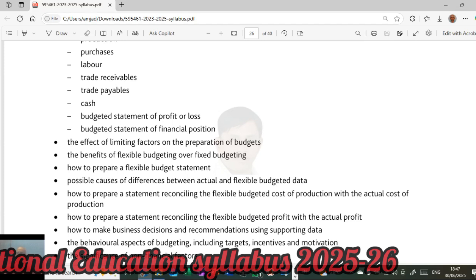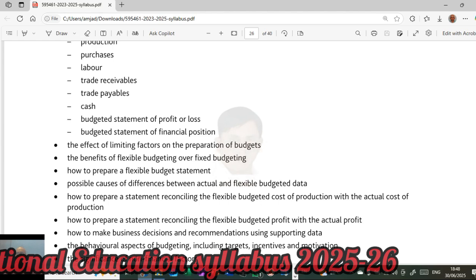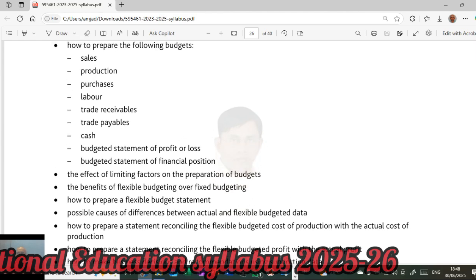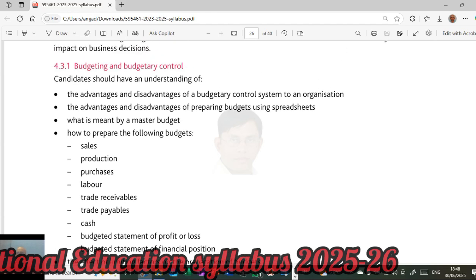how to make a statement reconciling flexible budget profit to actual profit, how to make business decisions and recommendations using supporting data, the behavioral aspects of budgeting, including targets, incentives, and motivation, and the significance of non-financial factors in budgeting. So it's a very important, interesting, and challenging topic for you guys. So start practicing and learning, and practice more and more to secure better grades. Budgeting and budgetary control is very important, technical and scoring.